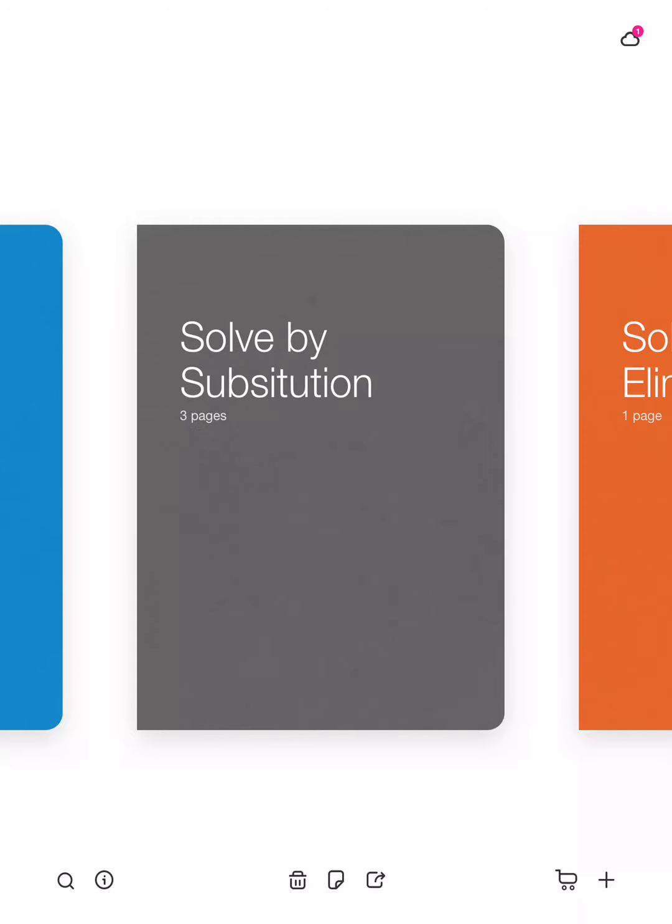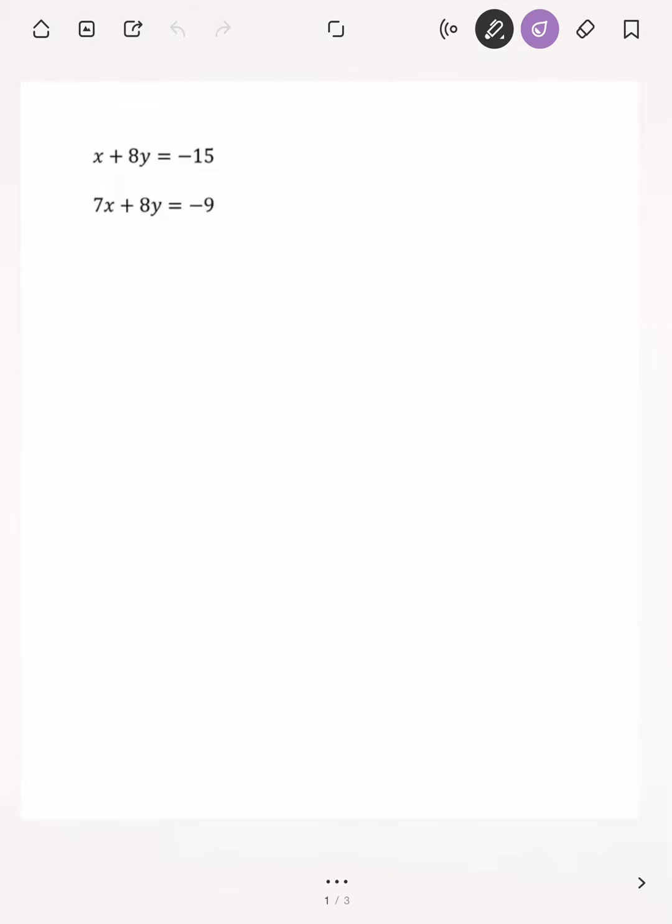This video is solving systems by using the substitution method. So looking at our first example, we have two linear equations. We have x plus 8y equals negative 15, and 7x plus 8y equals negative 9.